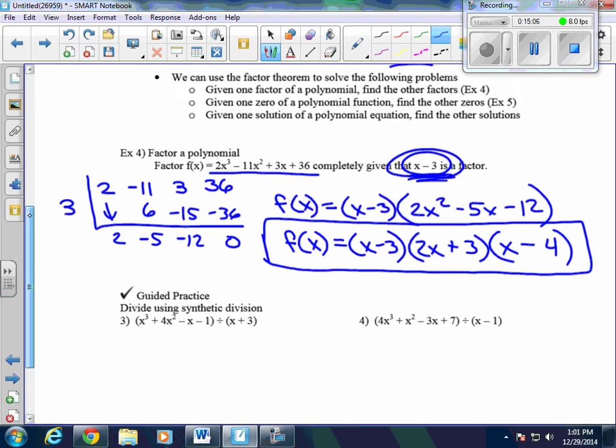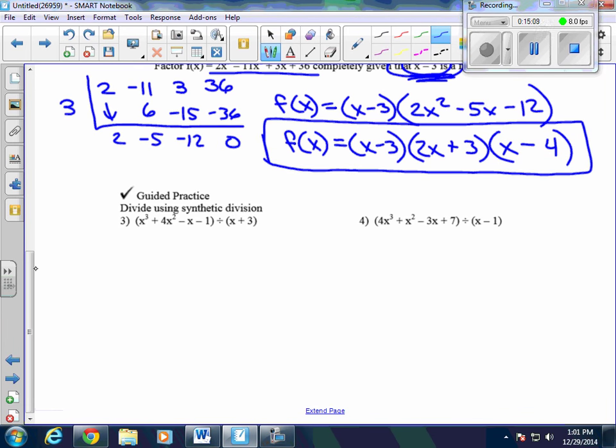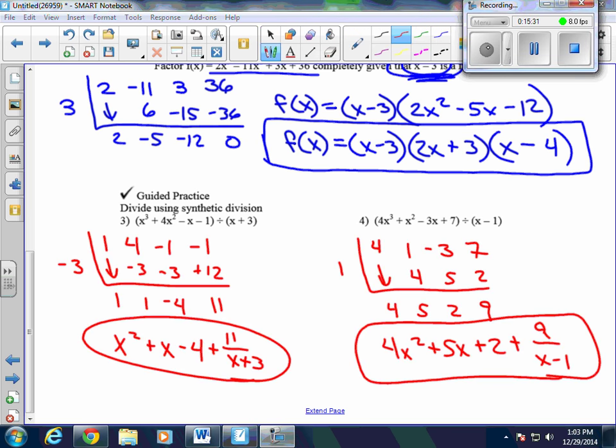So what I would like you to do now is look at the guided practice questions number 3 and 4. Just use synthetic division to divide those. So go ahead and hit pause and hit play when you are ready. And there's the answer that you get using synthetic division when we have a binomial. Now, if you did it using long division, you would get the exact same answer.